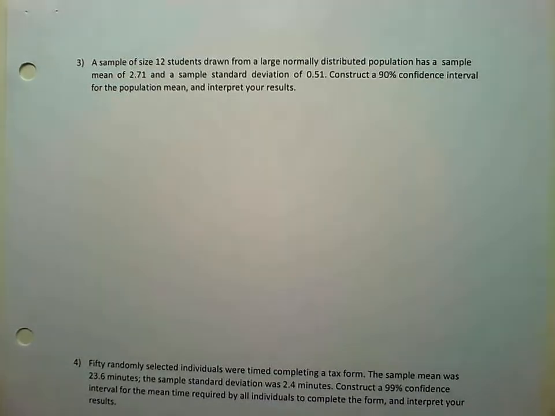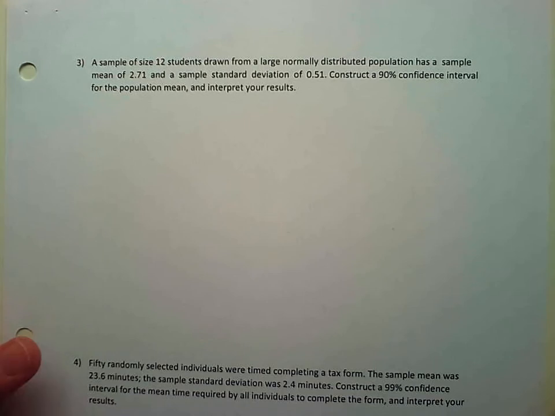Here we have the next example in the notes, and this example says, a sample of size 12 students drawn from a large normally distributed population has a sample mean of 2.71 and a sample standard deviation of 0.51. Construct a 90% confidence interval for the population mean and interpret your results.